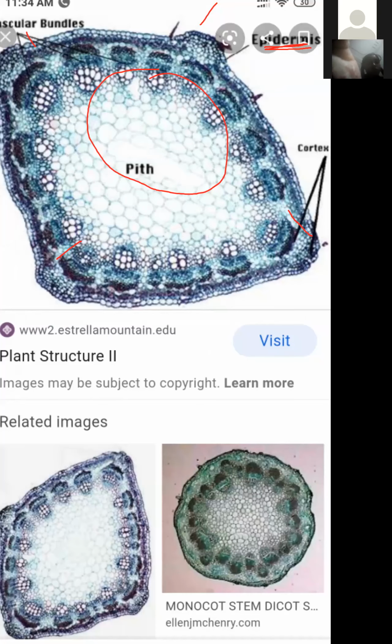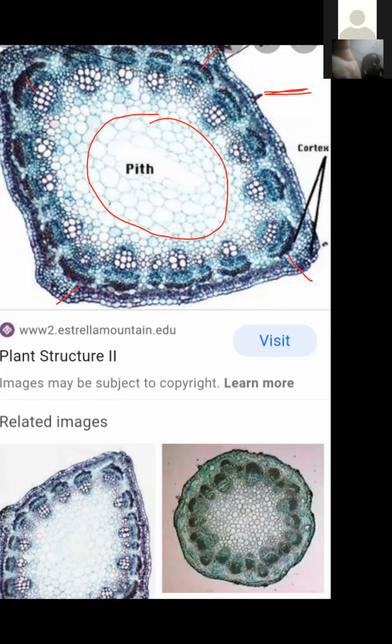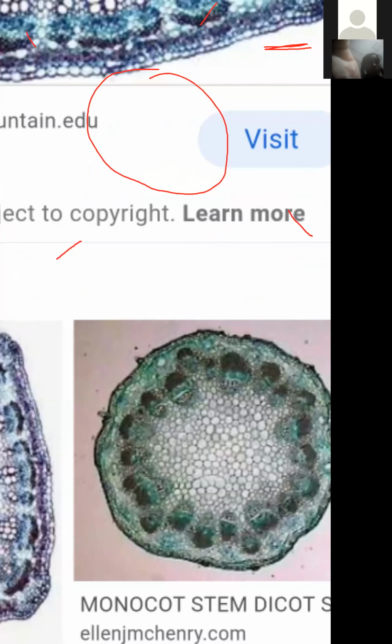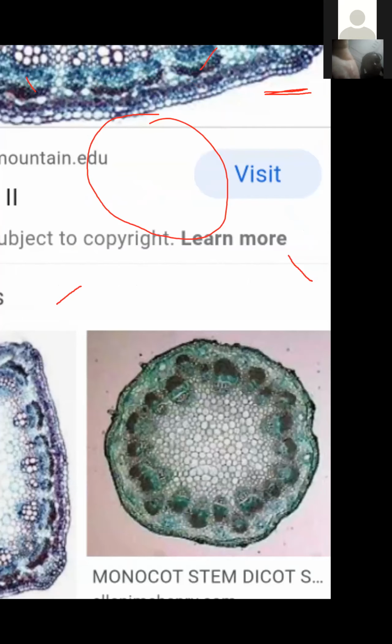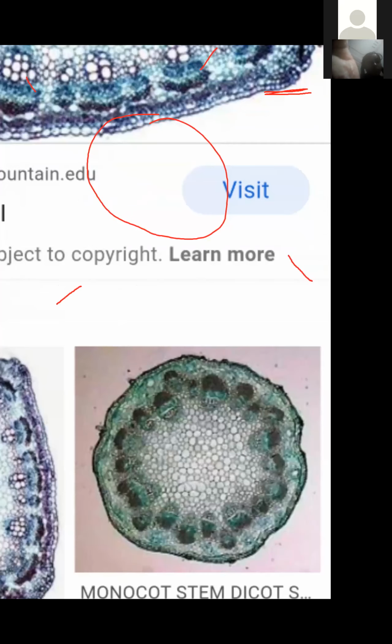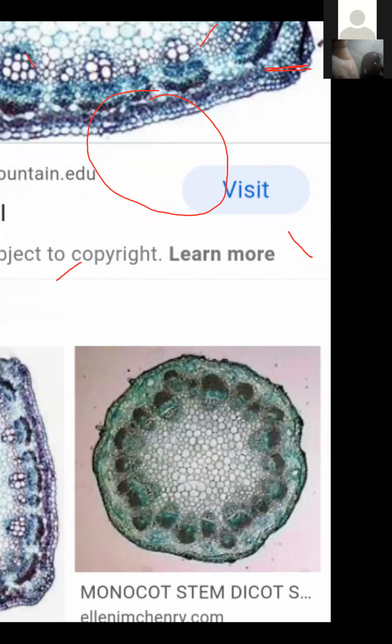Okay, one more picture I'll show you. Here also a clear picture you can see. These are the vascular tissues, vascular bundles. This is the epidermis, dermal region. And this is the dermal region, and this is the vascular region.